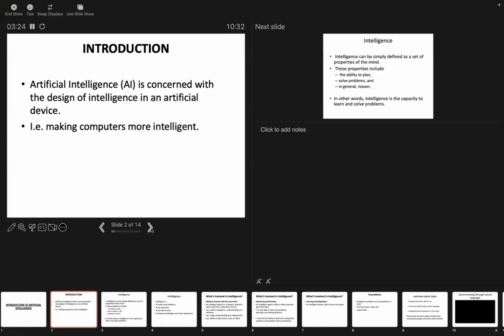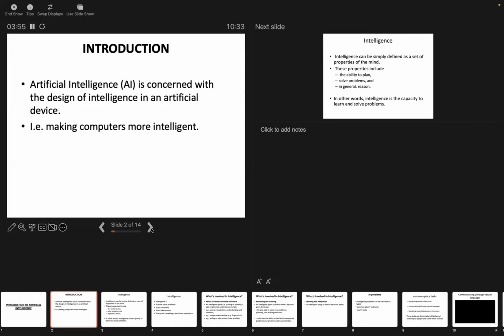In our class, we said artificial intelligence is concerned with designing of intelligence in an artificial device. That is, we are trying to make computer systems more intelligent. But why would we want to make computer systems more intelligent? If systems are more intelligent, they'll be able to accomplish more tasks, thus making our work easy.